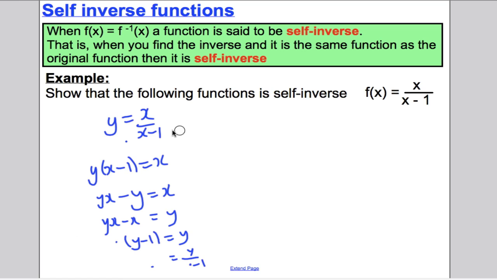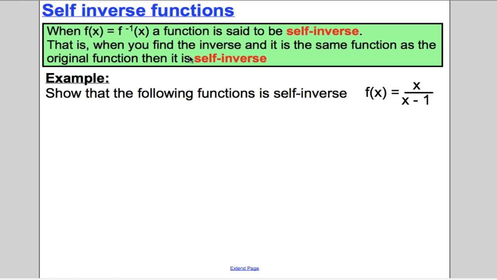Something worth pointing out here is sometimes functions are equal to their inverse. Okay, so when a function is equal to its inverse, it's said to be self-inverse. That's to say that if you find the inverse and it's the same as the original function, then you have a self-inverse function.